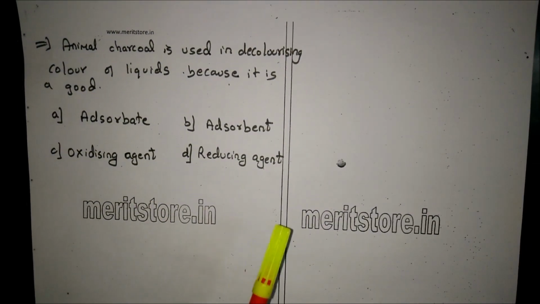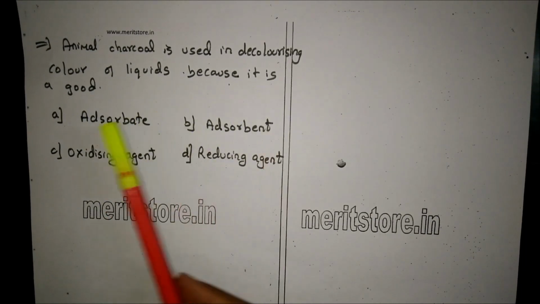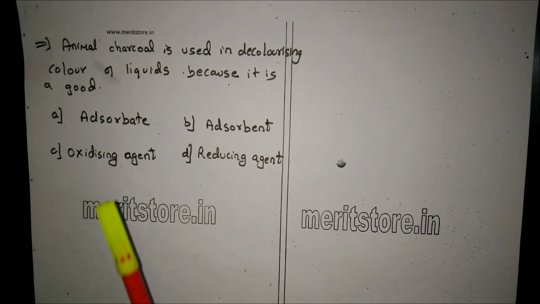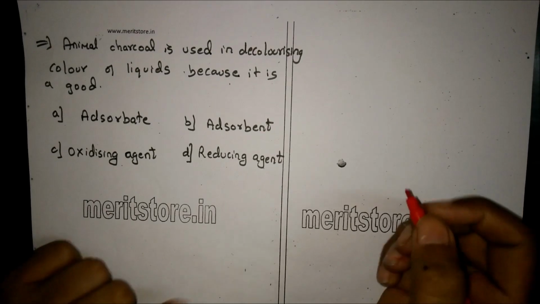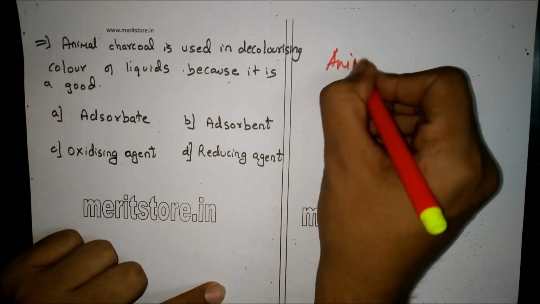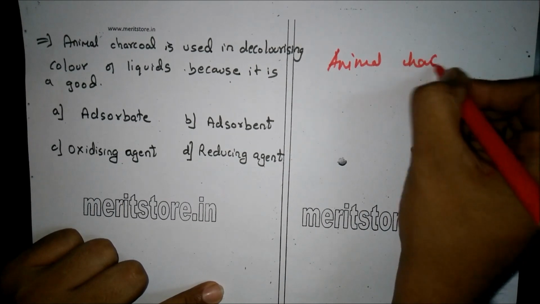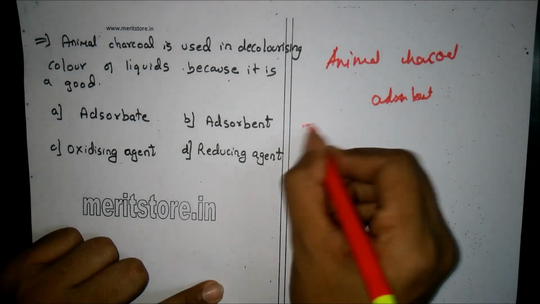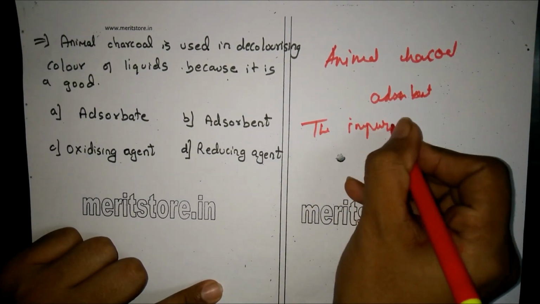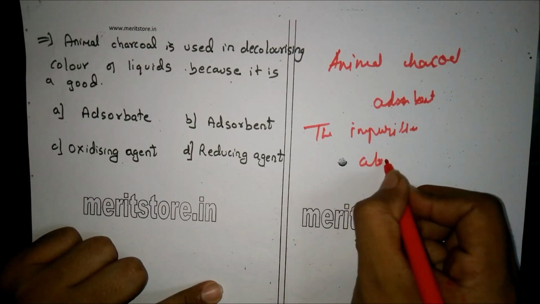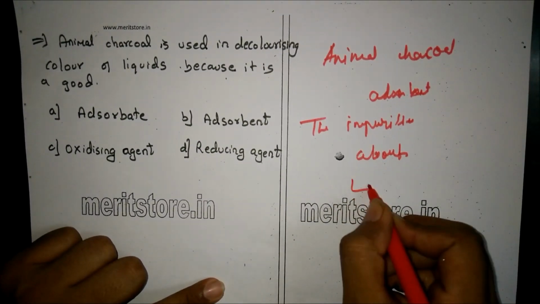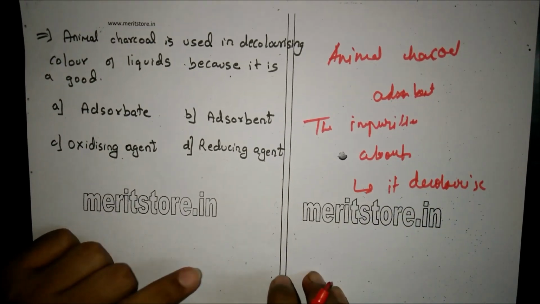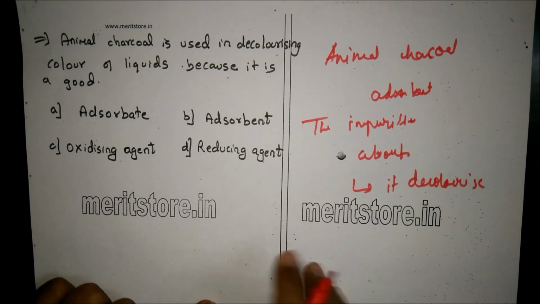Animal charcoal is used in decolorizing liquids because it is a good: A. Adsorbate, B. Adsorbent, C. Oxidizing agent, and D. Reducing agent. Now, here the correct answer is that animal charcoal is a good adsorbent, because the impurities adsorb on the surface, and thus it decolorizes liquids. Therefore, the correct answer here is option B, adsorbent.